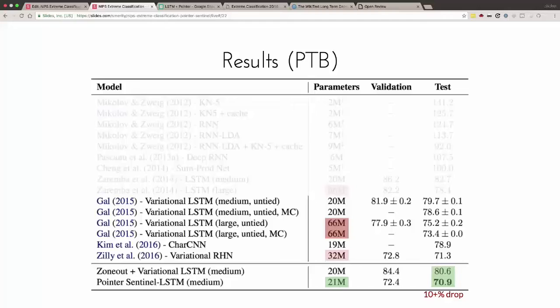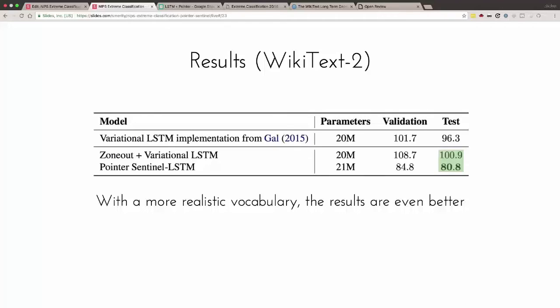And this could also be chained onto different underlying recurrent neural network cells, such as variational RHN and other things like that. If you then run this on Wikitext 2, which has the more realistic data set, although it's about the same size as Penn Treebank, the drop in perplexity is even better, and primarily motivated by the fact that it's a more realistic vocabulary, and that's where the pointer sentinel actually does well.